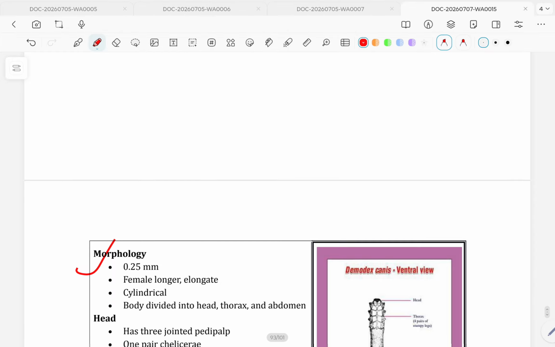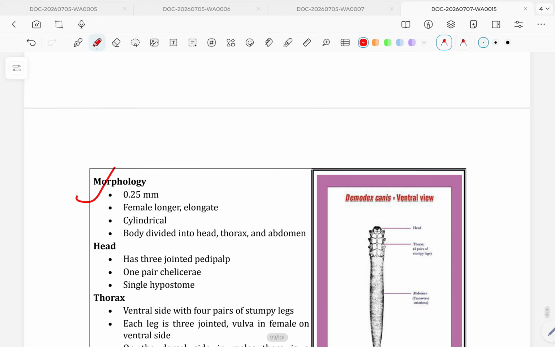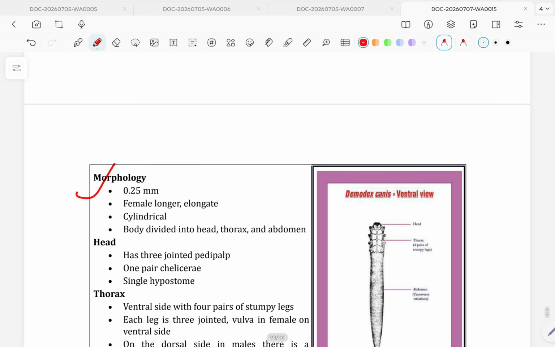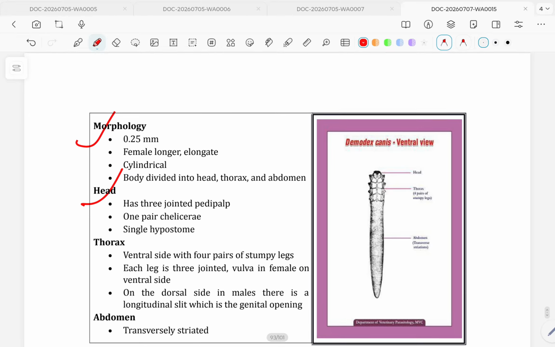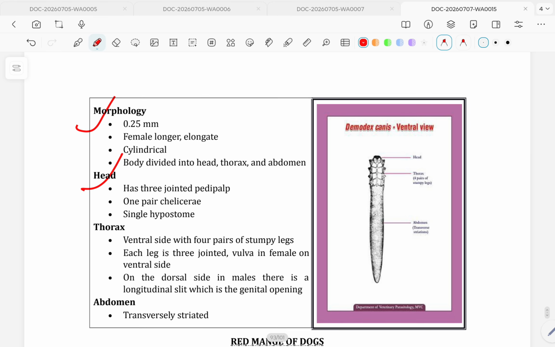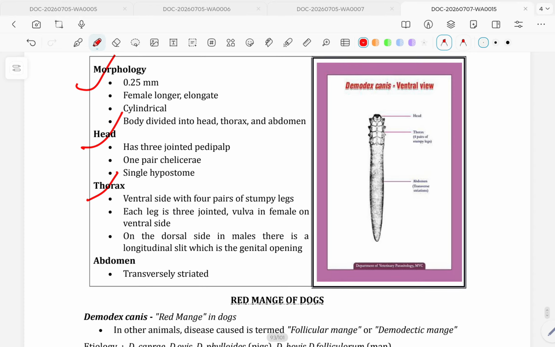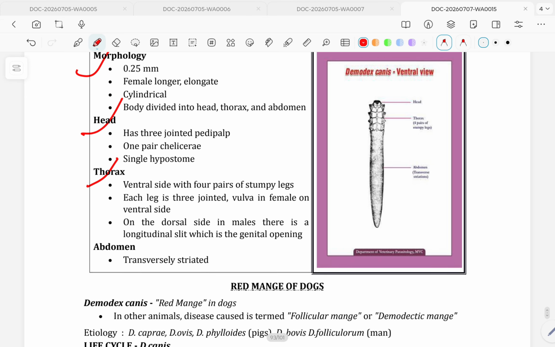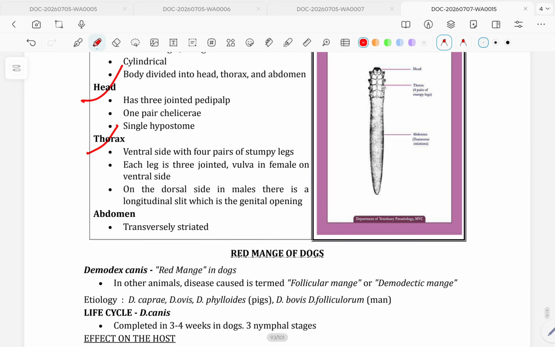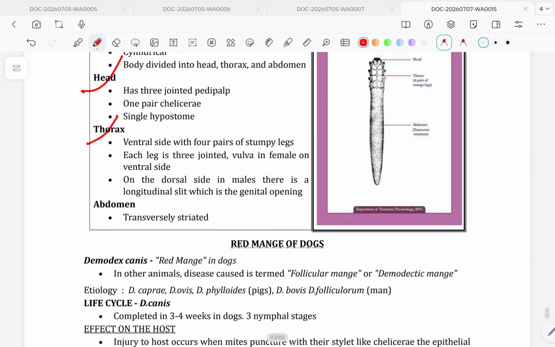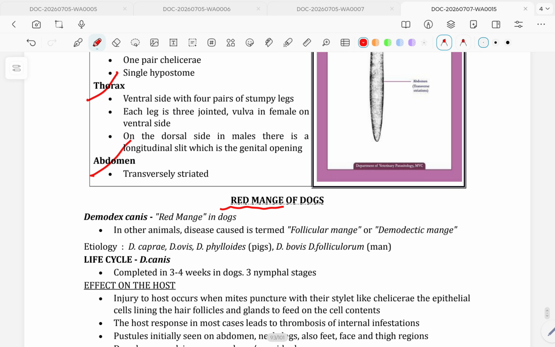Morphology: 0.25 mm, the female longer, elongated, cylindrical, body divided into head, thorax, and abdomen. Head has 3-jointed pedipalps, 1 pair of chelicerae, and a single hypostome. Thorax, ventral side with 4 pairs of stumpy legs. Each leg is three-jointed. Vulva in the female is on the ventral side. On the dorsal side in the male there is a longitudinal slit, which is the genital opening. Abdomen transversely striated.